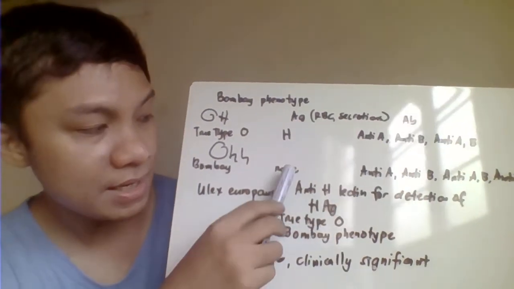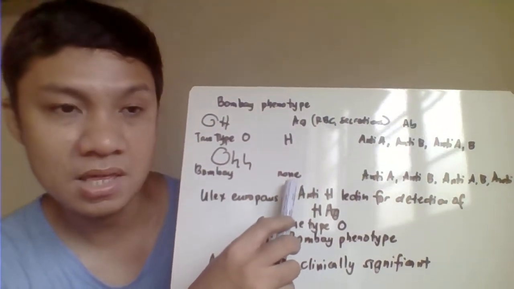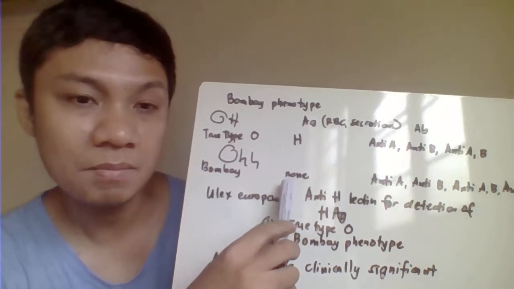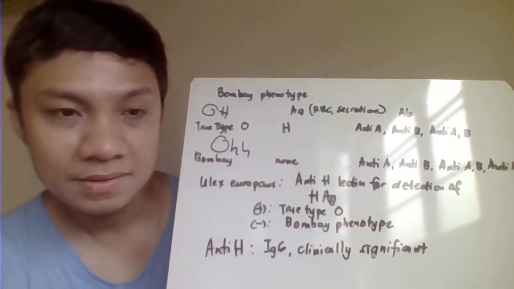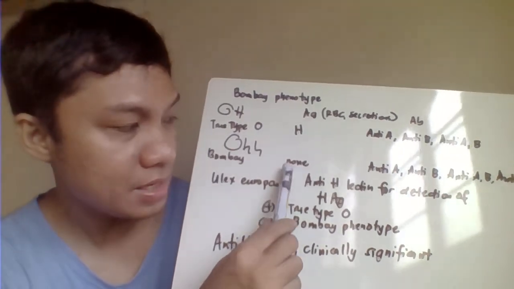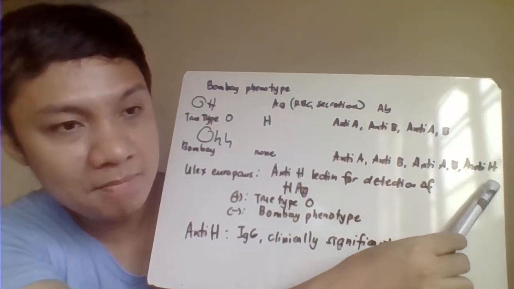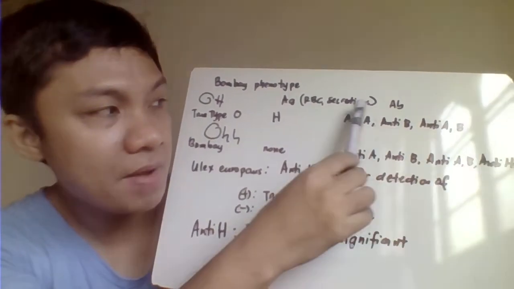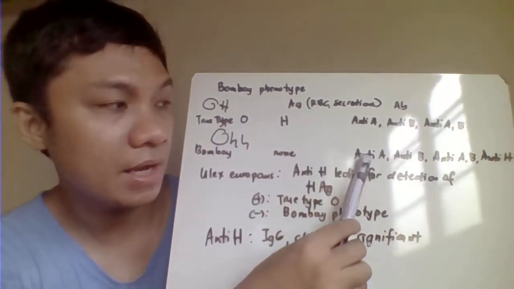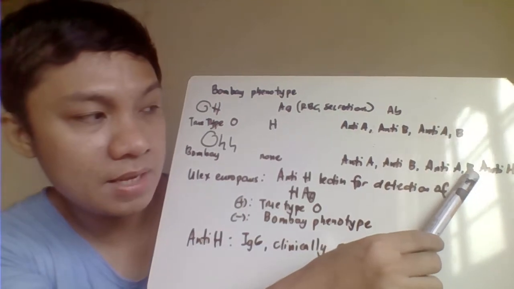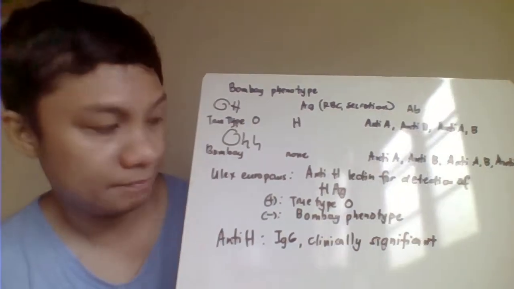So therefore, wala siyang H antigen found here in the secretions and even the RBC membrane in the Bombay phenotype. Since wala siyang H antigen, we are expecting here na magkakaroon siya ng anti-H antibody. Yan ang pinagkaiba niya sa true type O natin. And then for the Bombay phenotype, we have here anti-A, anti-B, anti-A1B, and anti-H antibody.